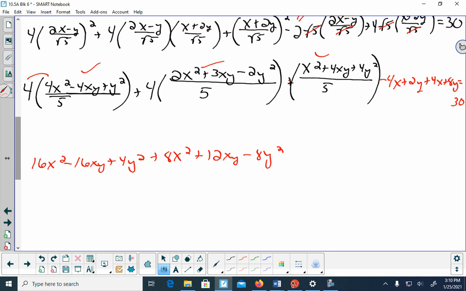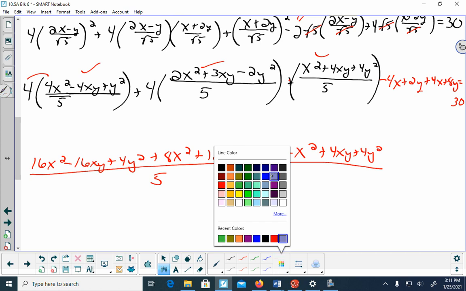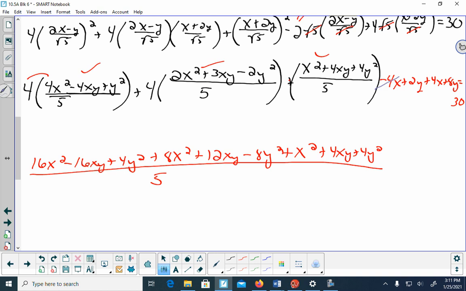Now there's no coefficient here, so I'm just copying down the numerator, x squared plus 4xy plus 4y squared, and then these all are over 5. Over here, when I have the ones that aren't over 5, I have negative 4x plus 4x, that'll equal 0. 2y plus 8y will be 10y, and it's still equal to 30. Make sure you know that that 10y is not over 5, that's over 1. Do not combine those somehow.